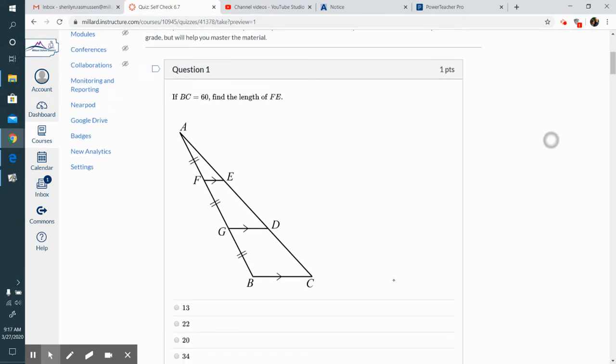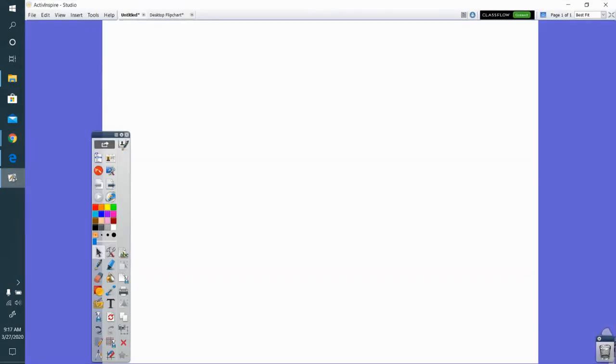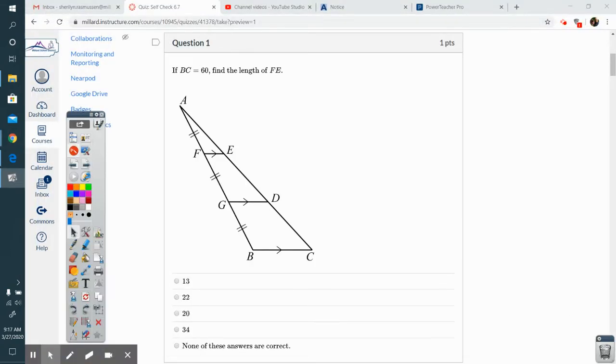So anyway, we'll just start going through this just like we have in the past. I've got to get this little thing up here first so that I can use it. All right, so if we start at this problem right here, we have if BC is 60, so if we just label that as 60, and we want to find the length of FE. So this is the question that we have.